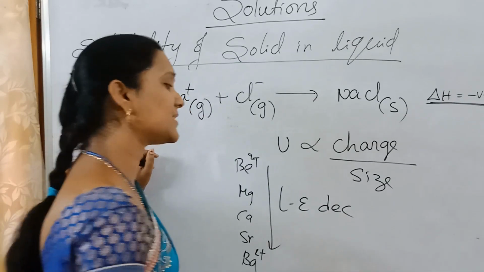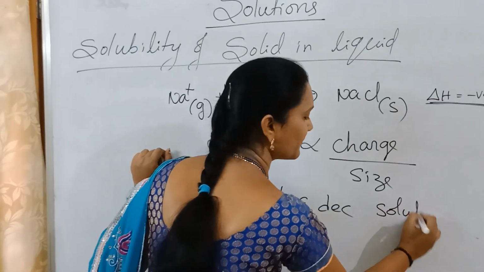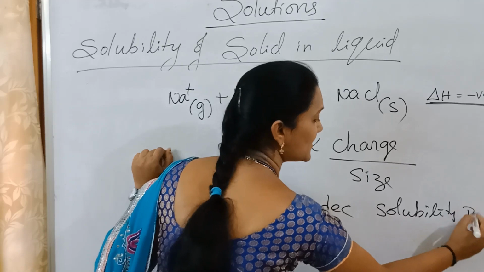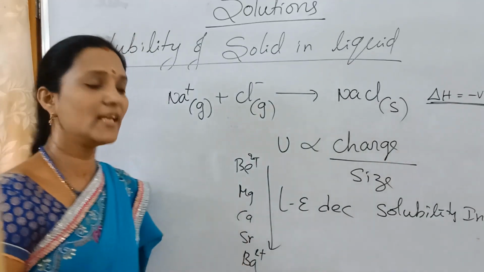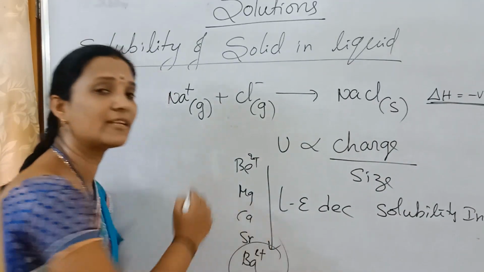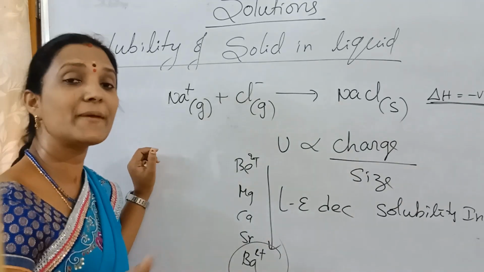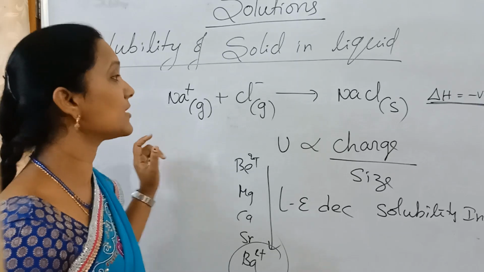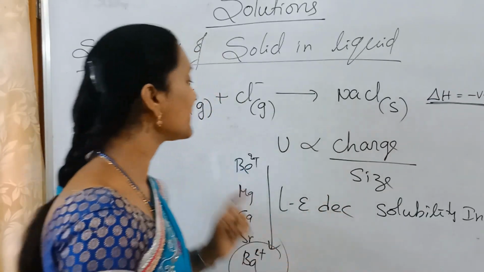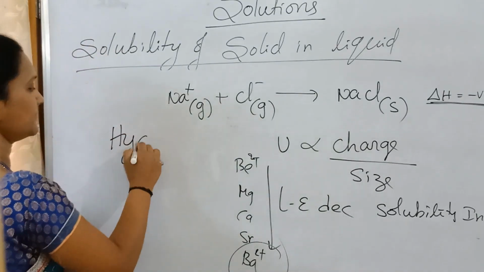If down the group lattice energy decreases, solubility increases. So which is more soluble? By this logic the answer would be barium sulfate is more soluble. Yes or no? But barium sulfate is actually least soluble. So this solubility also depends on hydration energy.